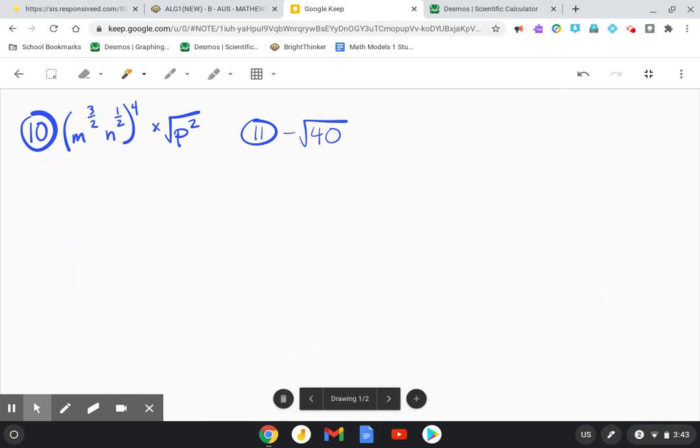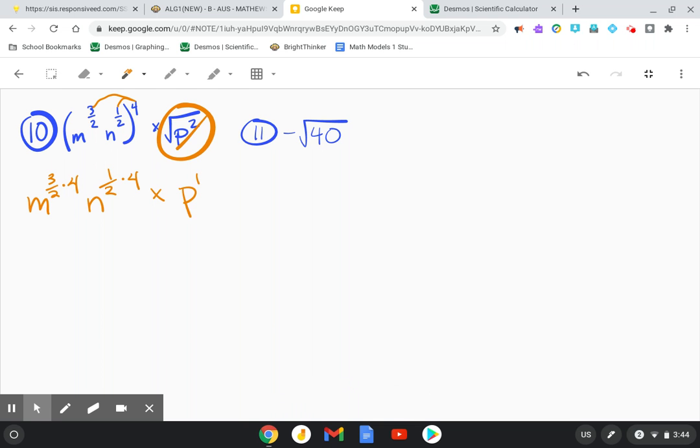Number 10 introduces a kind of slightly different way of thinking about this, but we know that we can distribute exponents. So we're going to distribute that 4. So this first term becomes m to the 3 over 2 times 4, and n to the 1/2 times 4. And then this p should be just simplified to a p because it should be p to the 1 because this is the square root of 2. So that automatically simplifies.